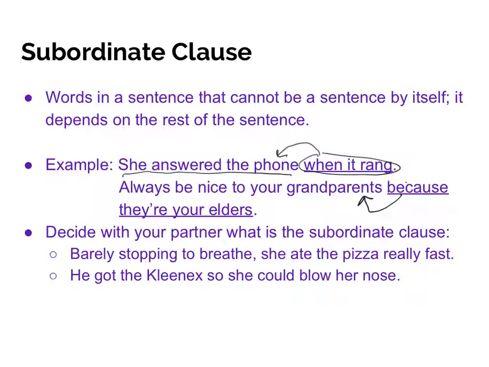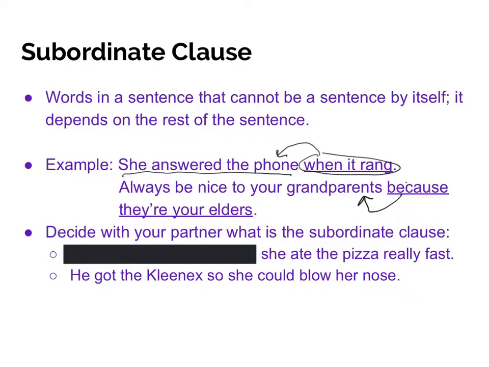Here is what you should have decided. Barely stopping to breathe, she ate the pizza really fast. So I'm going to think about which part of the sentence can be by itself and which part can't. Let's see if I cover this first part up. She ate the pizza really fast. Okay, yeah, that's a full sentence. She, I have a subject, ate, I have a verb. So that's a complete sentence.